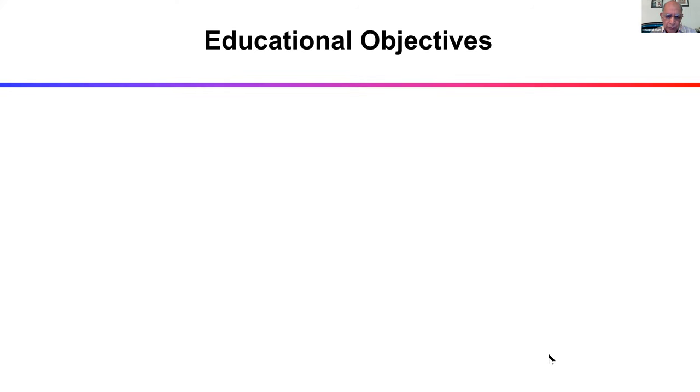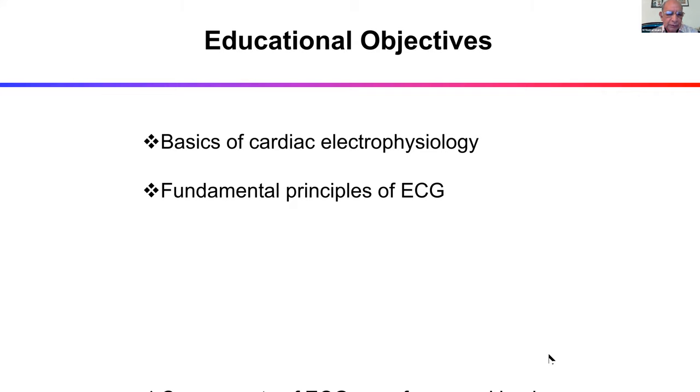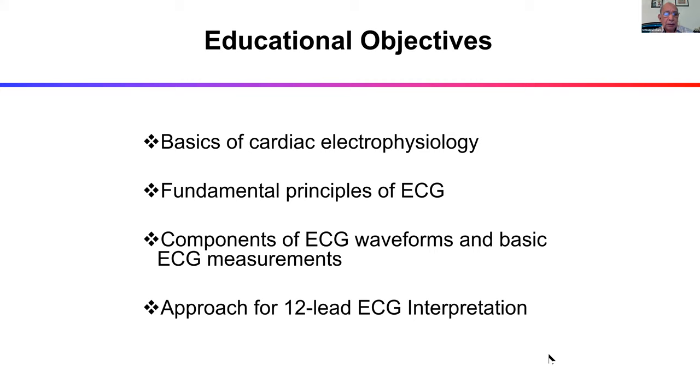Now, the basic objective of today's educational item is to explain the basics of cardiac electrophysiology in a very simple way for residents. Today's presentation is mainly focused on residents, diploma students, and fellows of cardiology in training. Subsequently, I'll go over the fundamental principles of ECG in brief, then the components of ECG waveforms and basic ECG measurements. And lastly, the approach to 12-lead ECG interpretation.